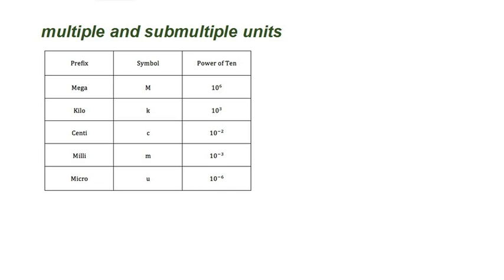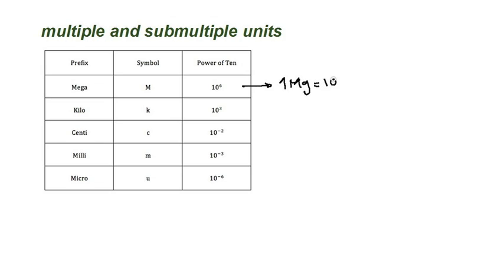Common prefixes used for multiple and submultiple units are shown in this table. To make this more clear, I'll write some examples in front of each prefix. 1 megagram is equal to 10 to the power of 6 grams, or 1 million grams. 1 kilogram is equal to 10 to the power of 3 grams, or 1000 grams.